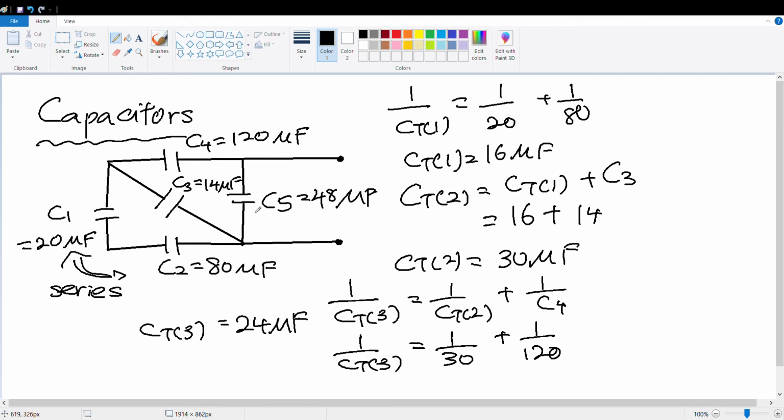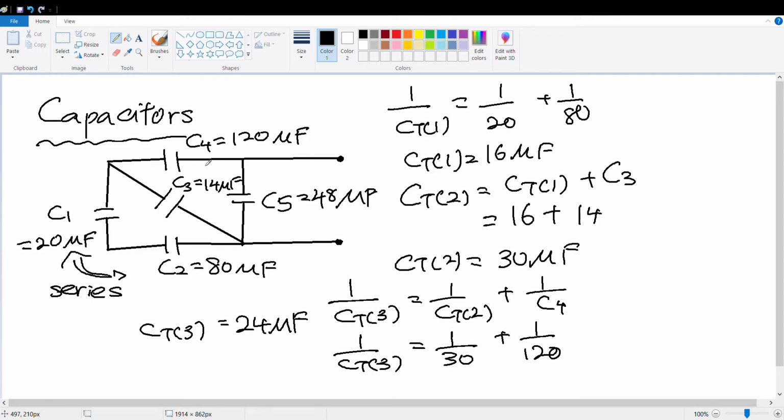So finally we have come to C5. Some of you might consider the combination of C1, C2, C3, and C4 to be in series with C5, due to this path from C4 directly to C5. But in fact, the concept is wrong.